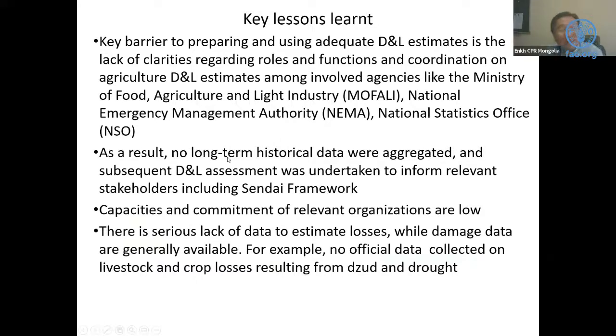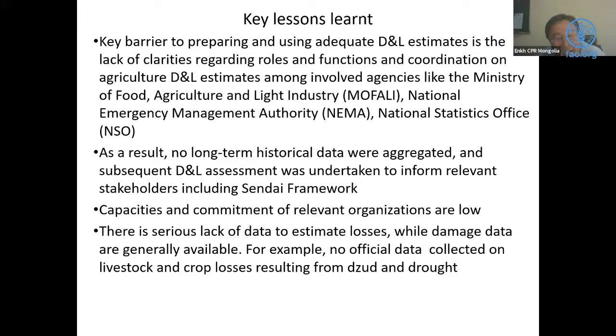So the key barrier to preparing and using adequate damage and loss estimates is the lack of clarity regarding the roles, functions and coordination on agriculture damage and loss estimates among involved agencies like the Ministry of Food and Agriculture, the National Emergency Management Authority, and the National Statistics Office. These are three major authorities engaged in data collection, reporting and disaster management. There is some lack of clarity and also some overlapping functions.